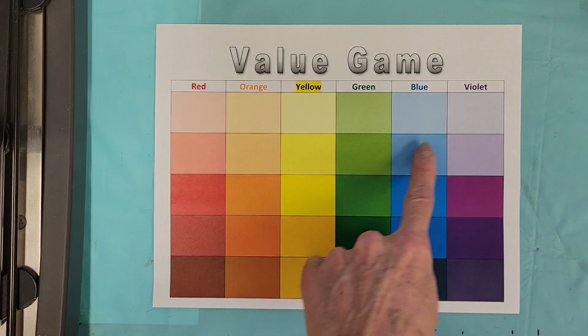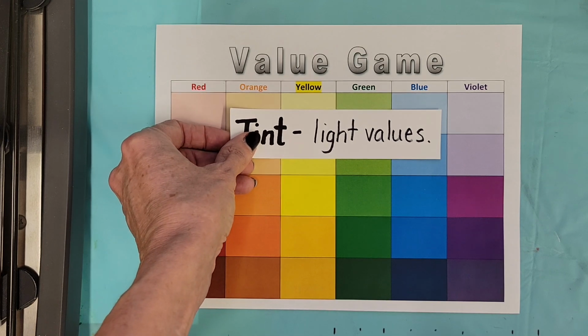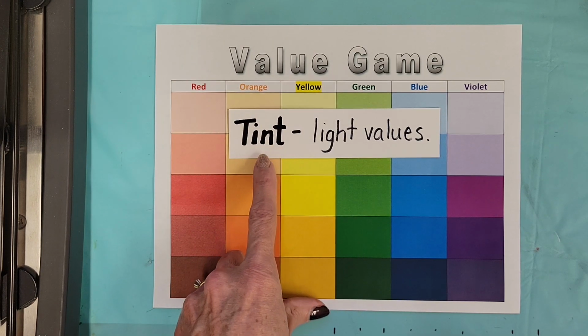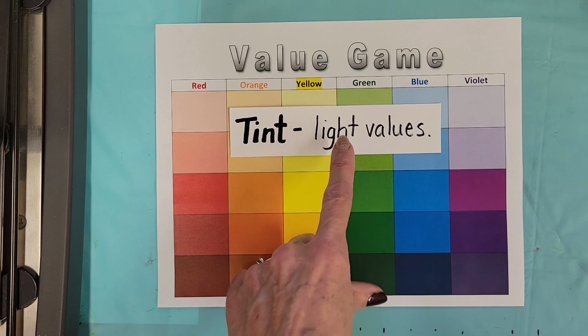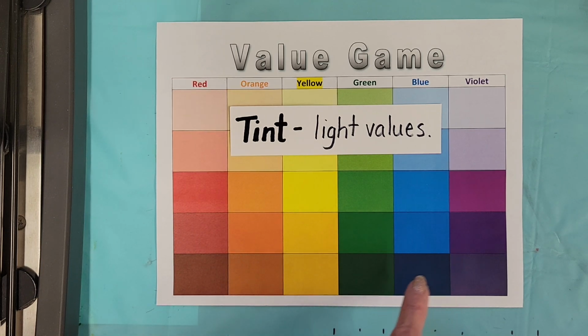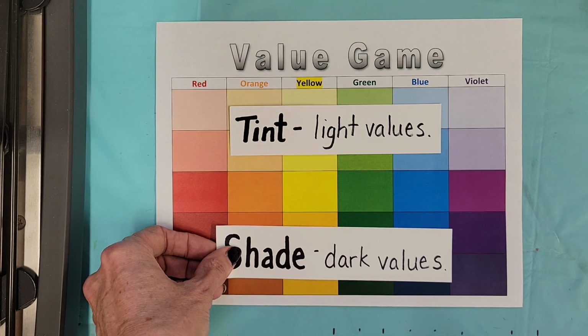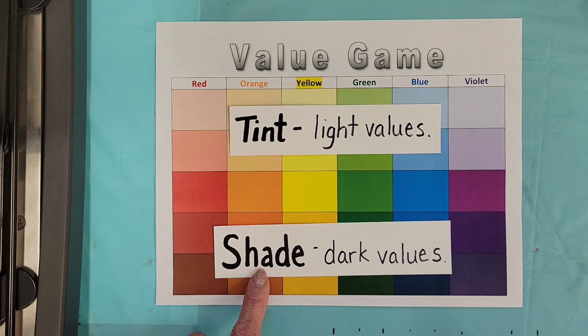At the top, we see our light values. In art class, we call light values tints. So a tint is a light value of a color. At the bottom of the game, you see the dark values. In art class, we call the dark values shades. So a shade is a dark value of a color.